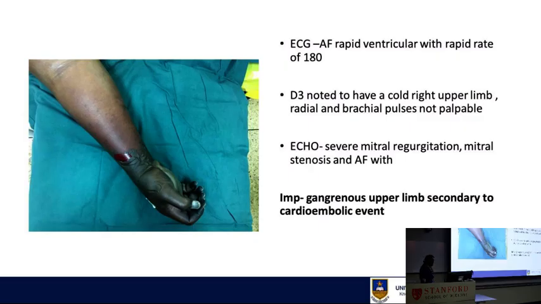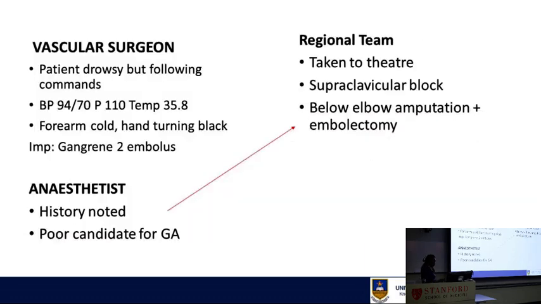The vascular surgeon was called in, who noticed she had a gangrenous upper limb secondary to a cardioembolic event, and that she needed to go in for an amputation plus or minus embolectomy. Unfortunately, our anaesthetist that was present at the time thought she was a poor candidate for general anesthesia. This is a patient who would either have received a very turbulent general anesthetic or would have been abandoned until it was a very turbulent path.